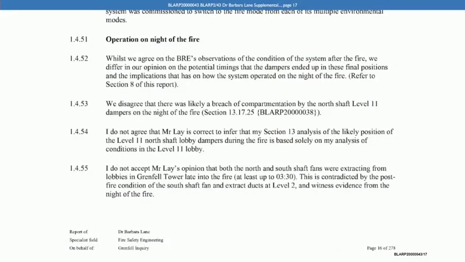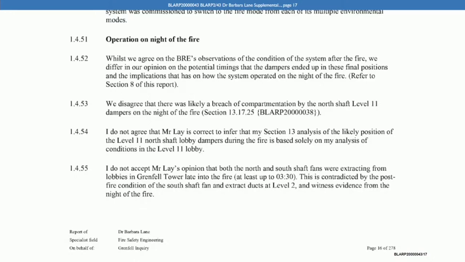I see. That's helpful. Thank you. Now, the Level 11 North dampers, I want to ask you briefly about this now. At page 17 of this report, Dr. Lane identifies another area of disagreement with you. And she says at 1.4.53, we disagree that there was likely a breach of compartmentation by the North Shaft Level 11 dampers on the night of the fire.